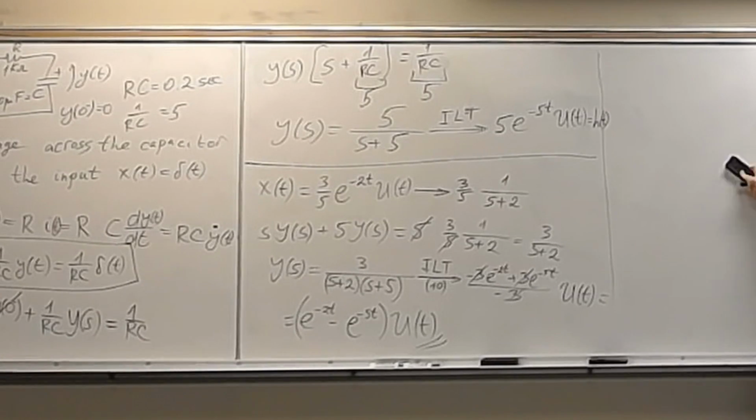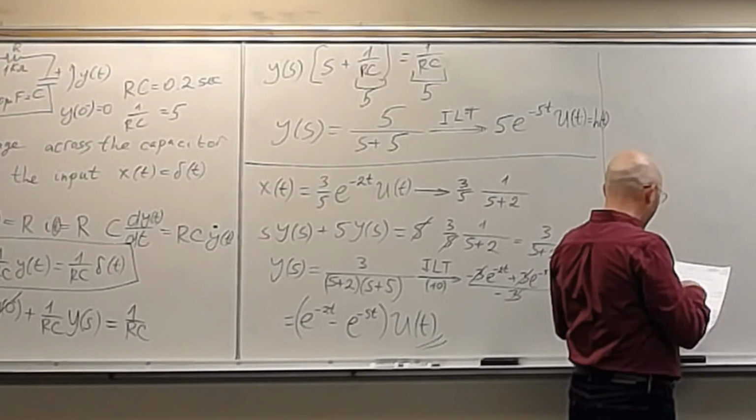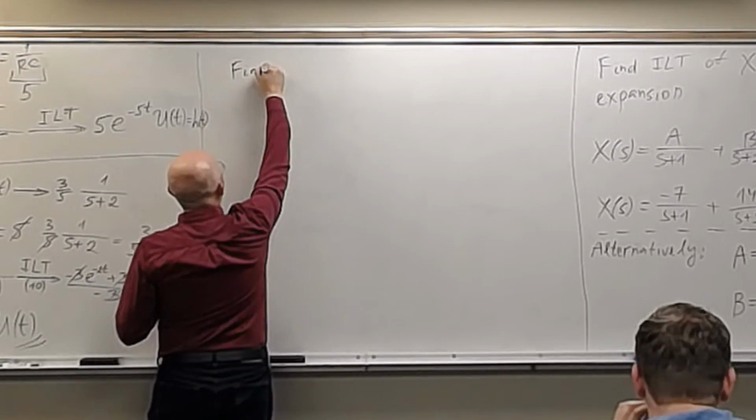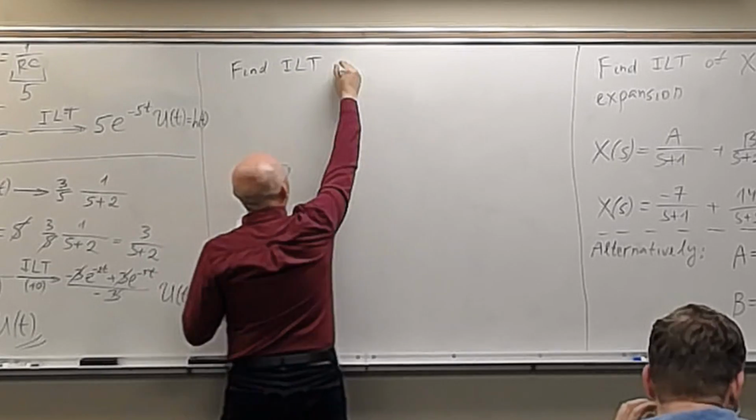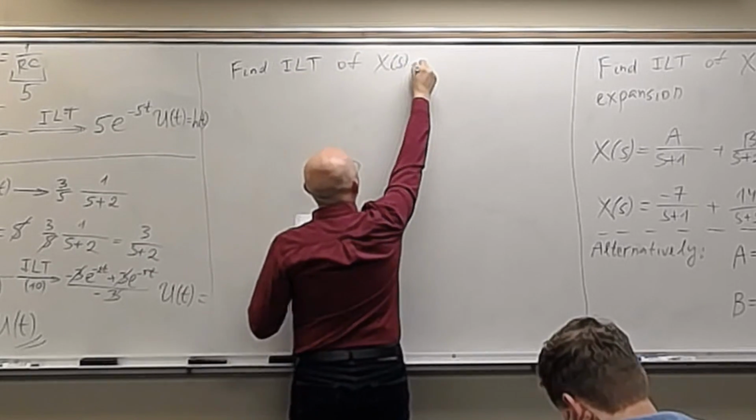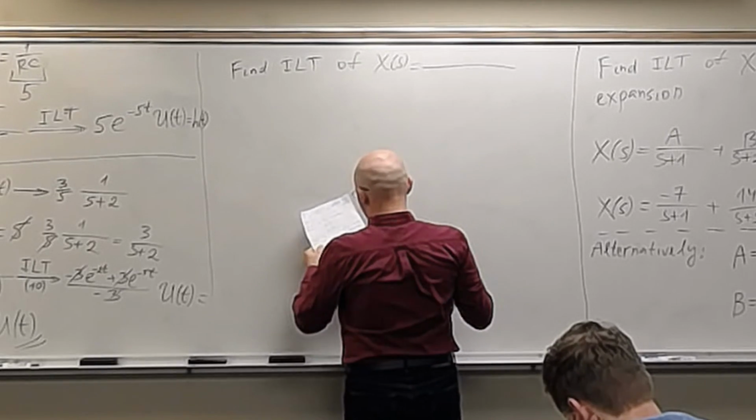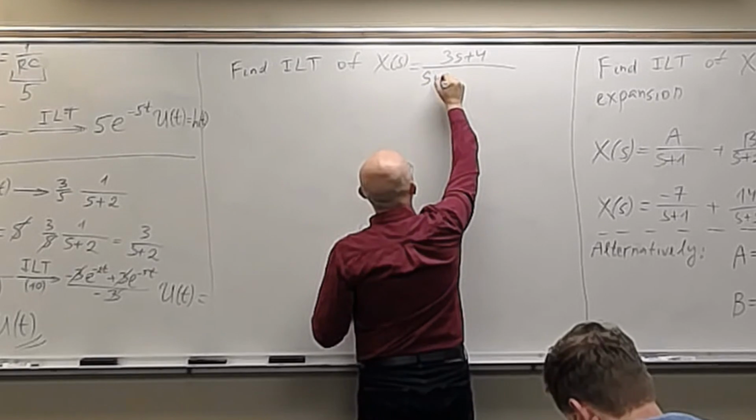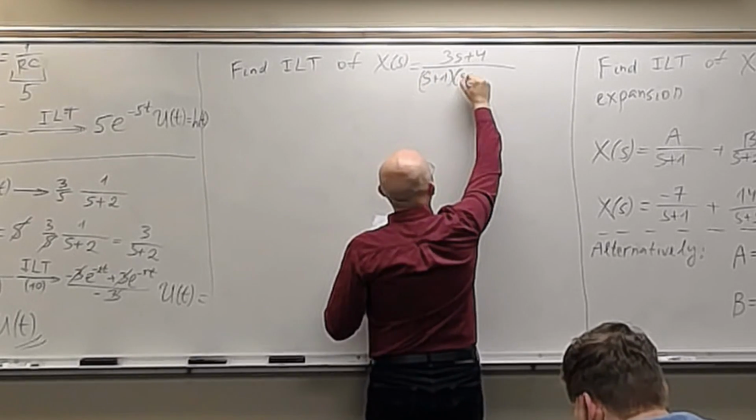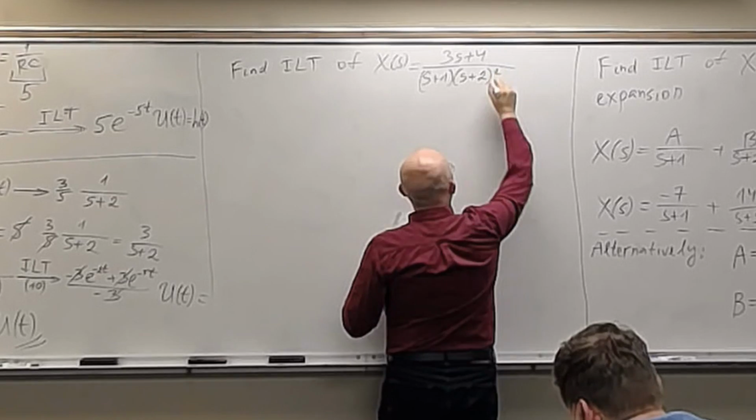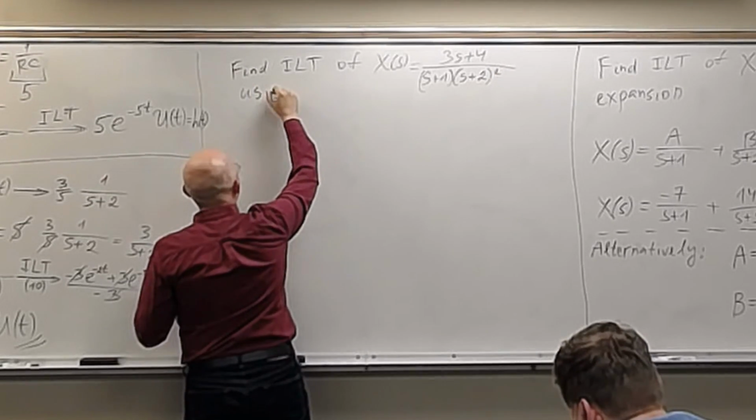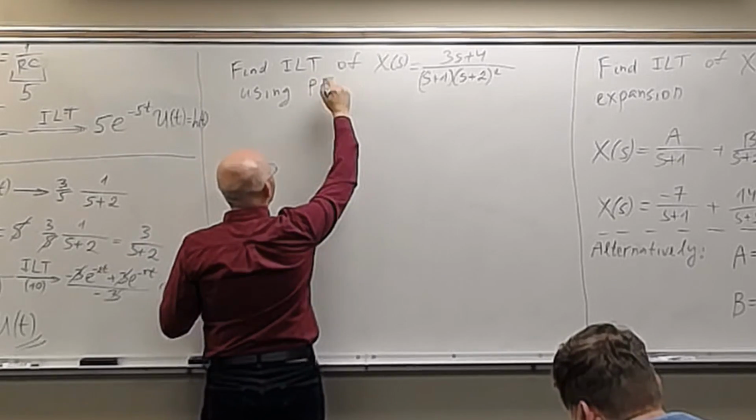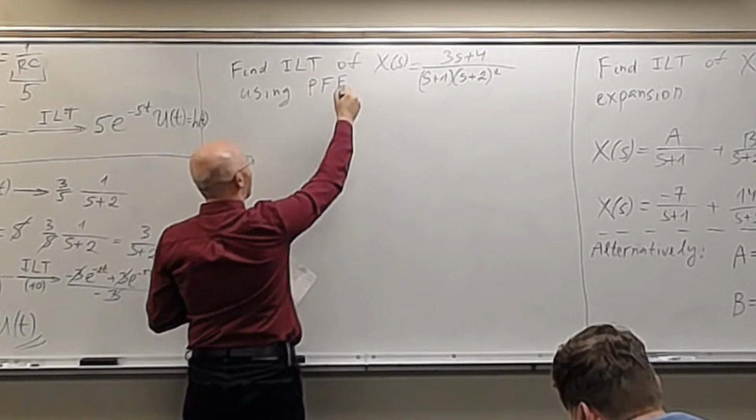Okay, and the last example for today, where you have a double pole, with multiple poles at the same location. You want the inverse Laplace transform of that kind of expression. This will be, let's see. Again, using PF, partial fraction expansion.